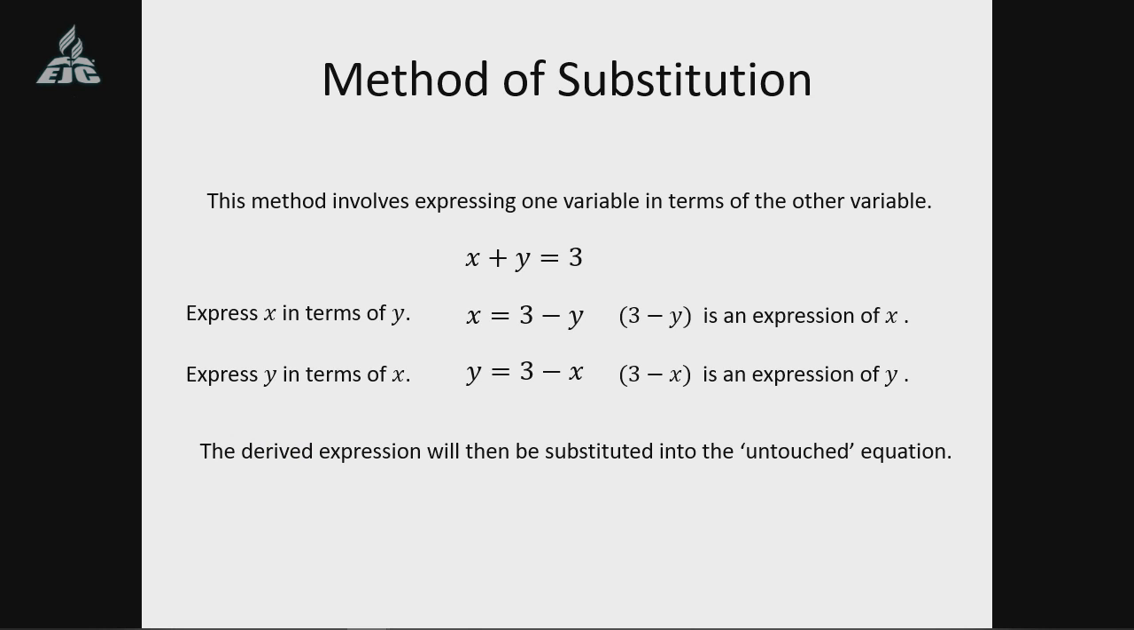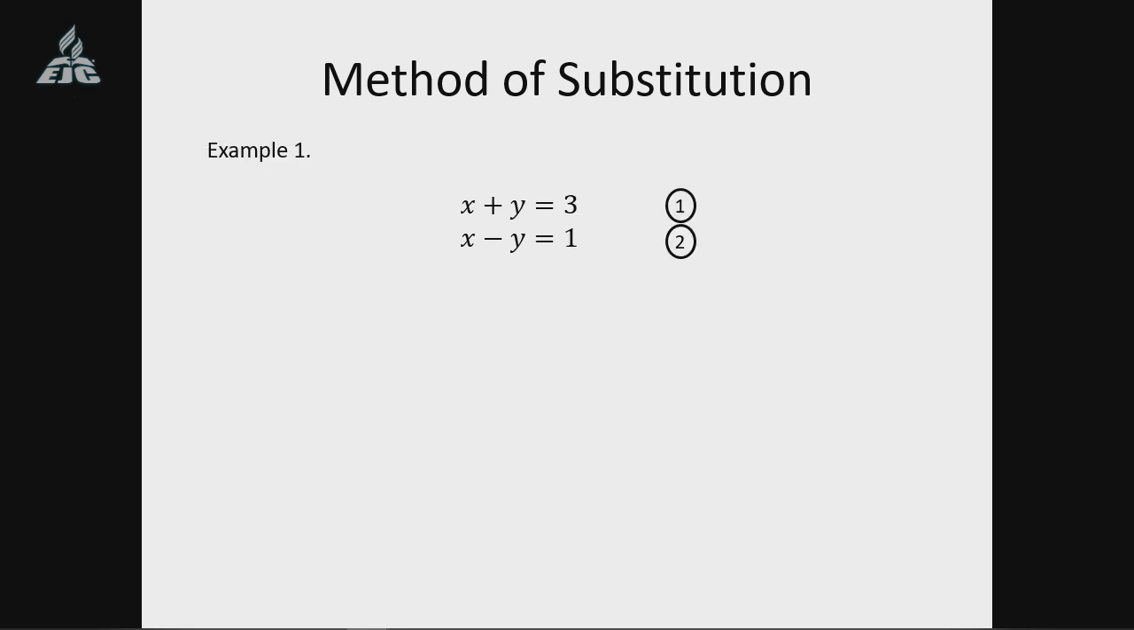Now, once we have derived our expression, which is the expression in terms of the other variable, then we can now substitute this expression into the untouched equation. What do I mean by untouched equation? You'll see. First example. Now, I'm using the same set of equations that I used for our method of elimination. Now, that means we should get the same solutions that we got for the method of elimination. It shouldn't change the solutions. Now, x plus y equals 3, x minus y equals 1. Same equations that we used before.